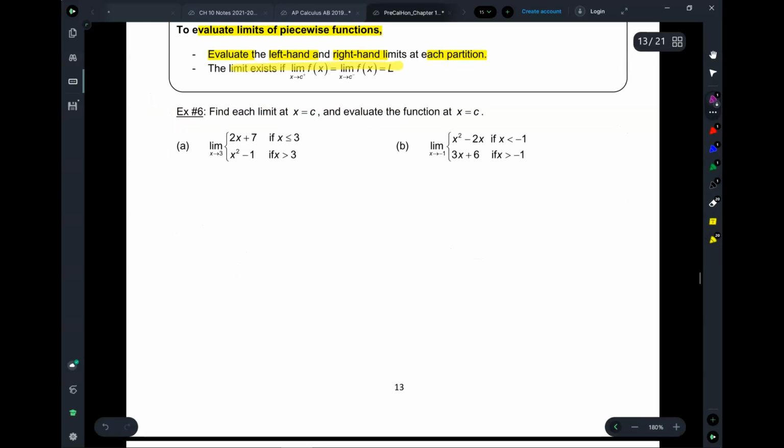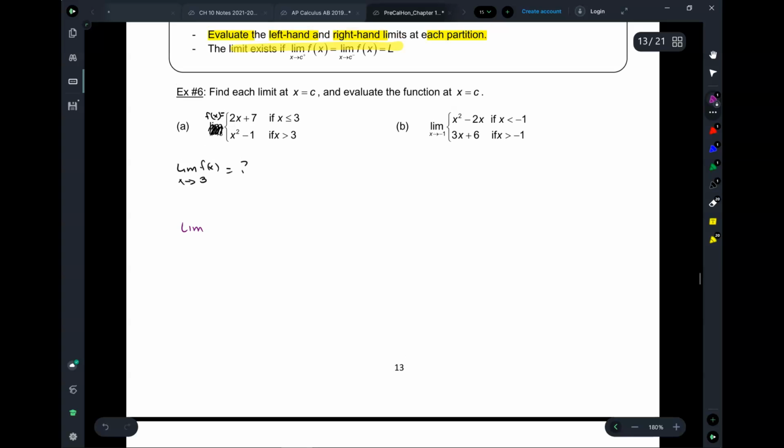Here's what you do. This is the limit as x approaches 3. I have a little bit of a notation mistake here. This should be f of x, and then we have to find the limit of f of x as x approaches 3. That's what we're finding. So here is what we're going to do. The limit of f of x as x approaches 3 from the minus side. The limit of f of x as x approaches 3 from the positive side.